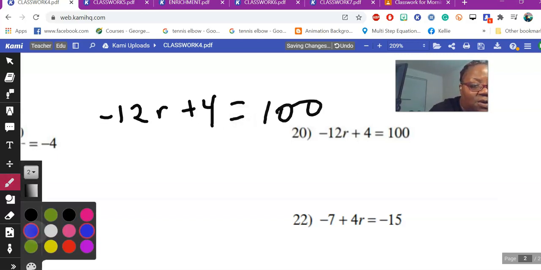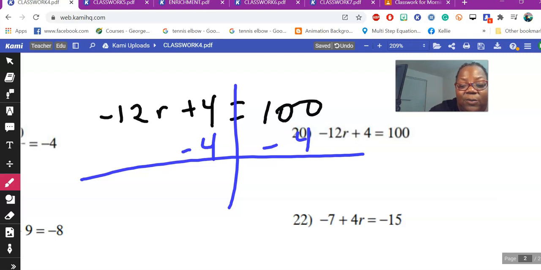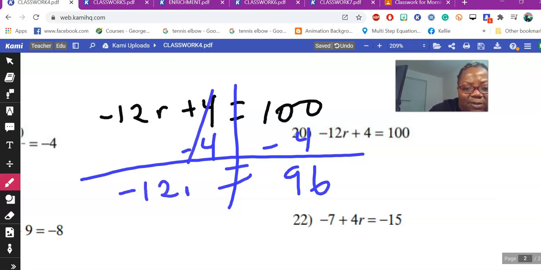Here we go. Subtract 4. Remember, do the adding or subtracting first. 100 minus 4. I'm thinking 96, 97, 98, 99, 100. Okay. Whew. That one's actually hard. 96. That canceled out. Negative 12r. I did it backwards, but it doesn't matter.